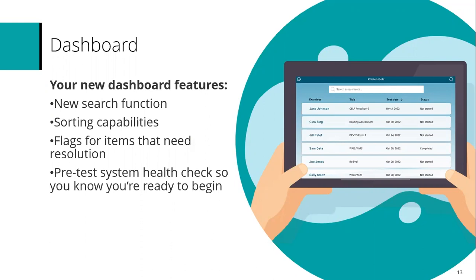Now there's a search bar at the top so that if you have multiple assessments on your device that run off the screen, you can search for those assessments on your iPad. You have sorting capabilities, as you can see on the drop-down with the test date. There's flags within the system for items that need reviewed, and there's also a nice pre-test system health check so that you know that you're ready to begin your assessment. And in my video, I'll show you where that's located.